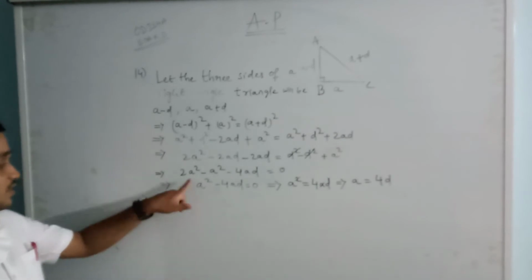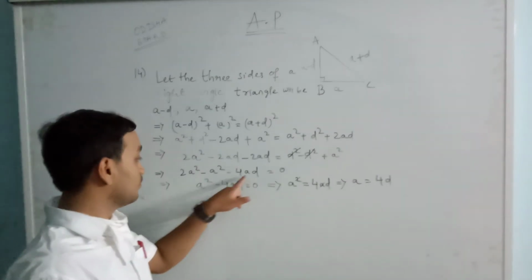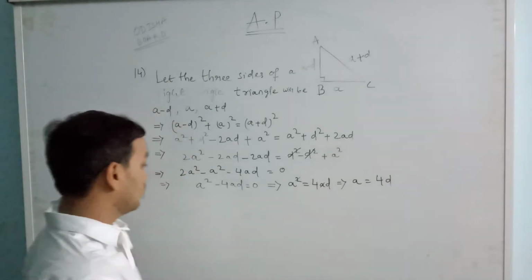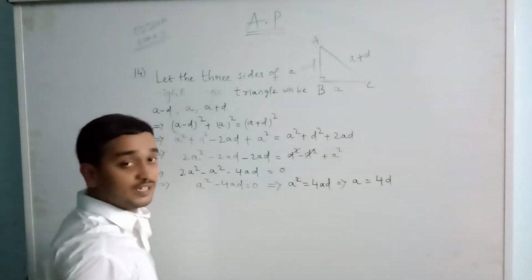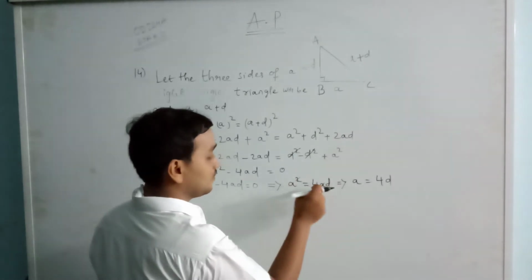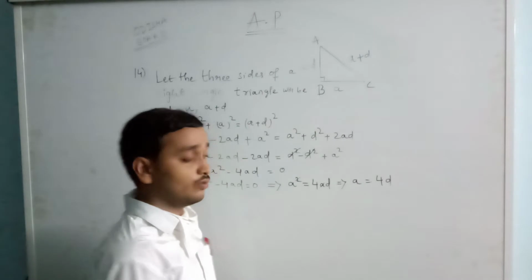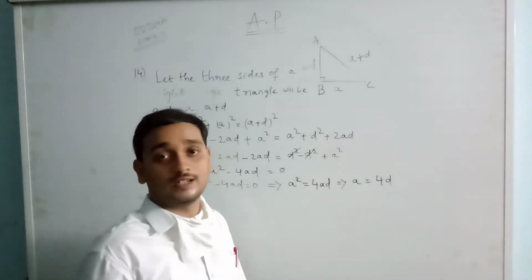Okay, see, 2a square minus a square minus 4ad is equal to 0, then a square is equal to 4ad. How? This minus 4ad if moved that side becomes plus 4ad, a square, 1a cancels, a is equal to 4d. That means a is equal to 4d. Now we get the value of a.